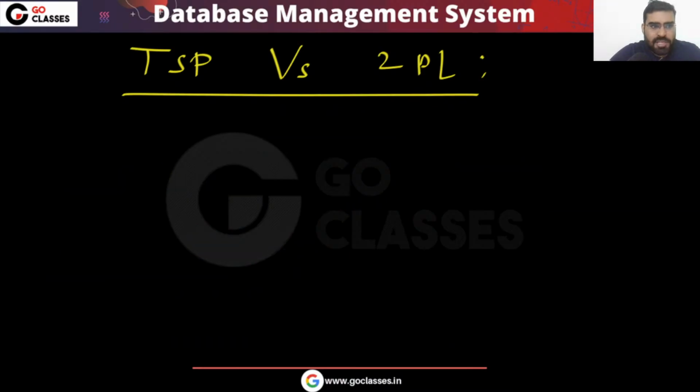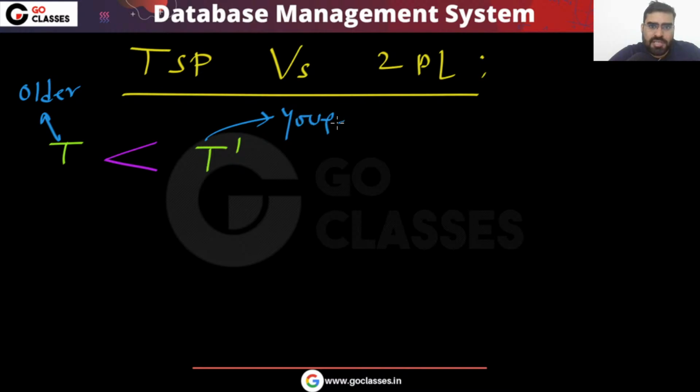Now let me give you the actual scenario. Let me assume there is a transaction T and a transaction T dash. You have two transactions, and let me assume this is the order. This is the older transaction and this is the younger transaction.